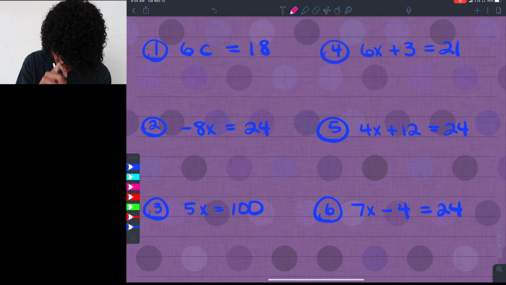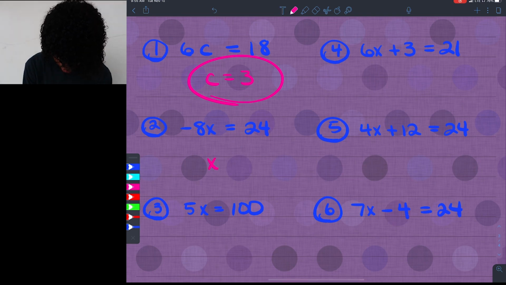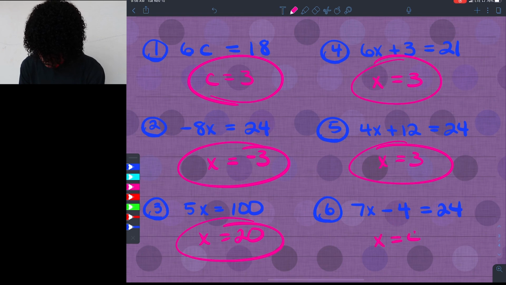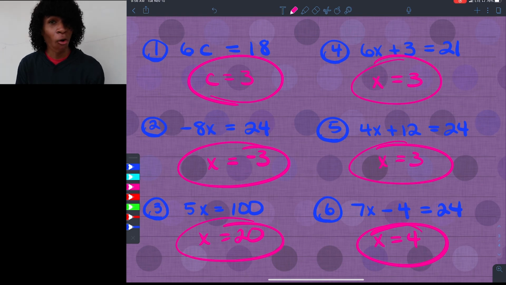Your answer to number 1 is going to be C equals 3. Your answer for number 2 is going to be x equals negative 3. Your answer for number 3 is going to be x equals 20. Your answer for number 4 is going to be x equals 3. Your answer for number 5 is going to be x equals 3. Sorry, I didn't circle these. And then your answer for number 6 is going to be x equals 4. All right? Hopefully you got all those.